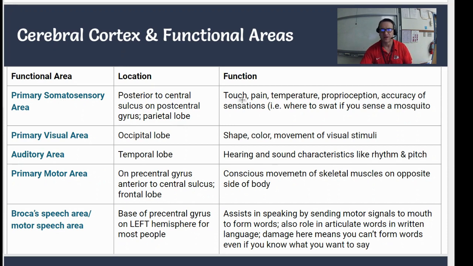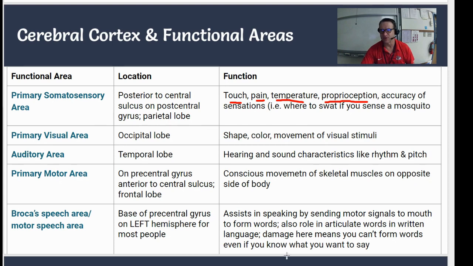Remember, this is where all the sensations throughout the body, touch, pain, temperature, proprioception. That's where like I can close my eyes and I know my hand's right there. It's right there because I have sensors in my body that allow my brain to know where my body is in space. What else? Accuracy of sensations. So like if I feel a mosquito biting me, boom, I know exactly where to swat because that region is arriving at my primary somatosensory area.